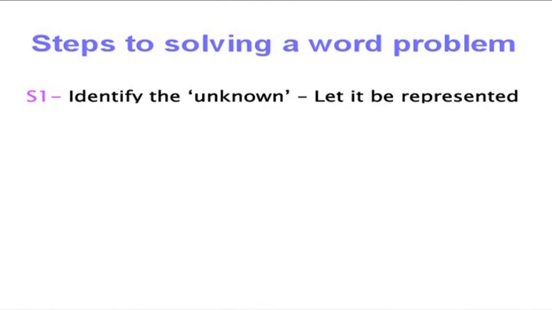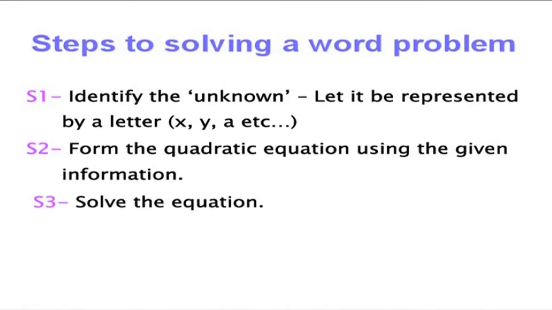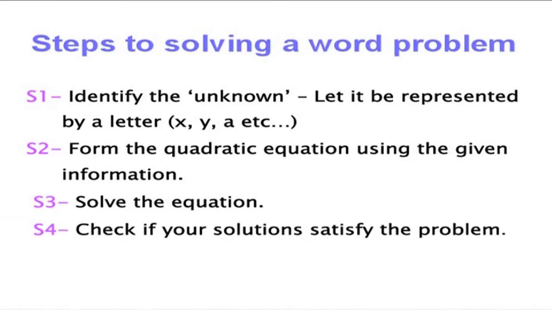And the different steps to solving a word problem. Step 1 is to identify the unknown quantity. Let it be represented by a variable like x, y, z, a, b, c, any one. The second step is to form the quadratic equation using the given information. Solve the equation, and the last step is to check if your solution satisfies the problem.